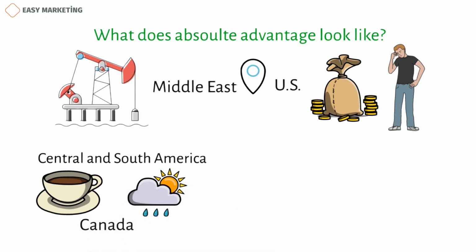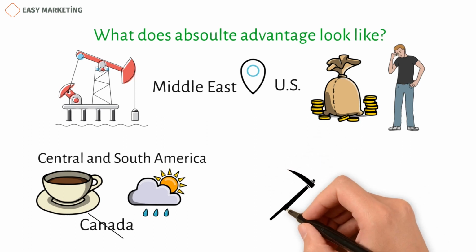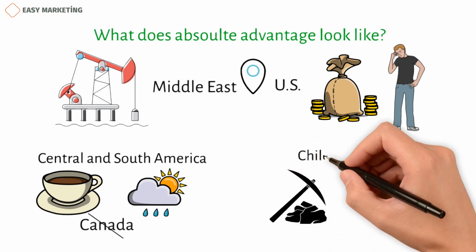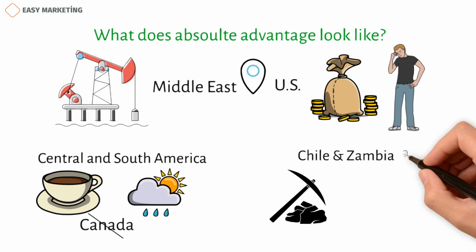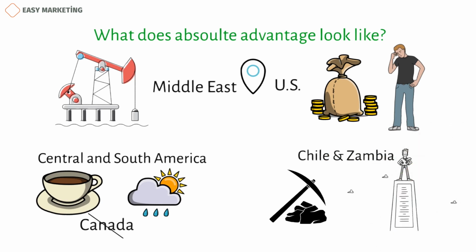With its cold weather, a country like Canada might not be able to grow any coffee at all. If it could, it would have to grow in places with expensive climate control. When it comes to mining copper, Chile and Zambia are both far ahead of the rest of the world. Both countries have a lot of copper on their land, which makes it easy for them to build big mines where they can get a lot of the metal.